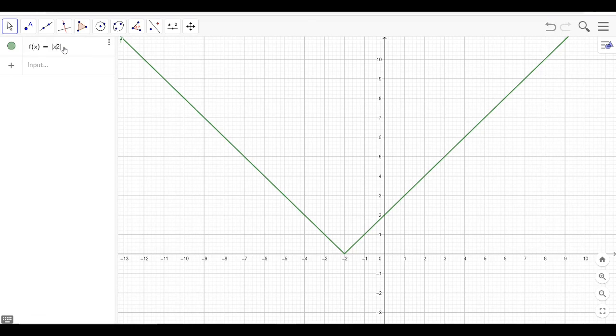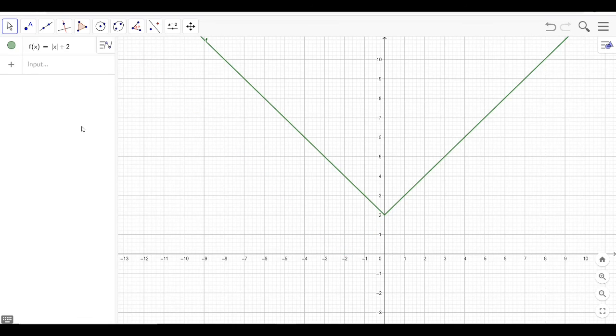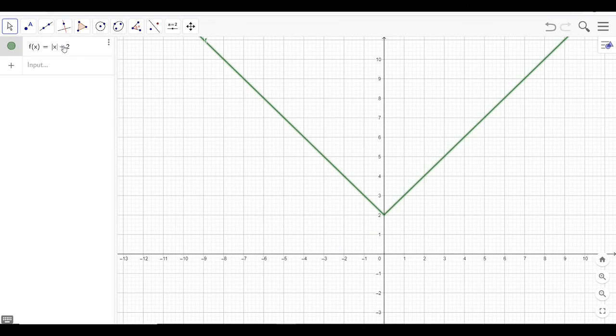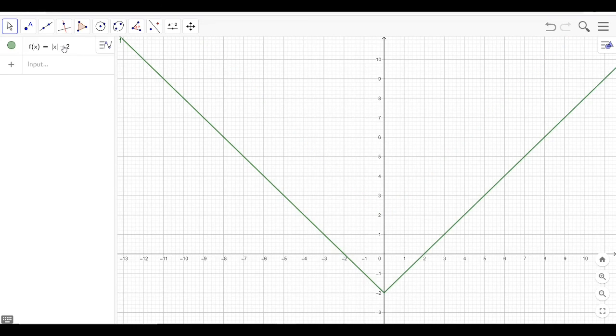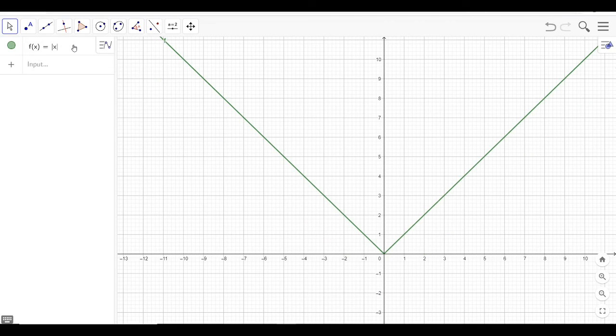And this is only for your understanding, if I write mod x plus 2, then it shifts 2 units upwards. If this happens to be mod x minus 2, then the graph moves below the x-axis. Modulus function graph is this.